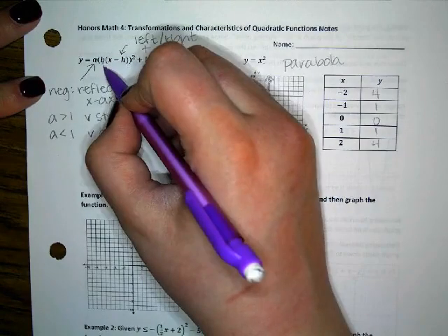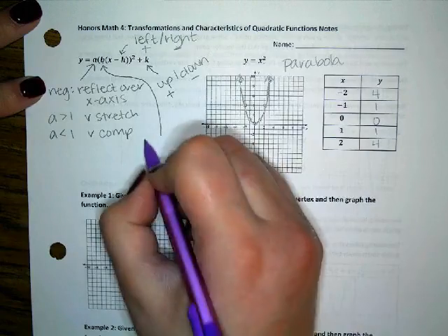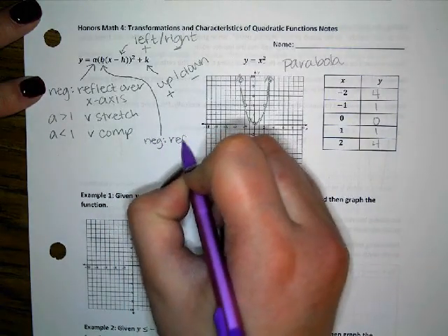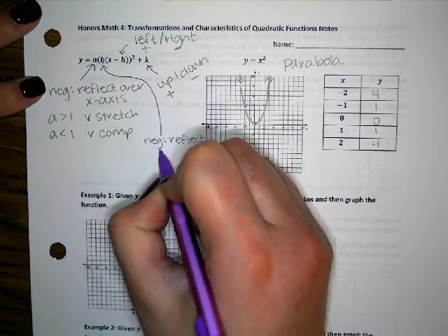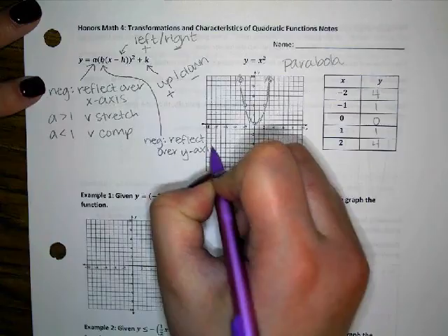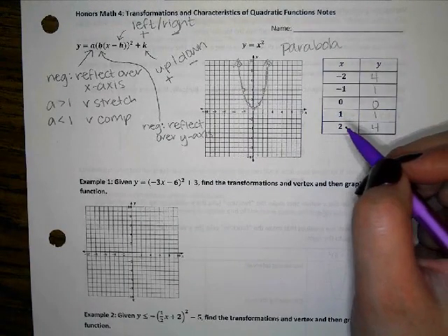And this one, if it's negative, this one is a reflection over the y-axis. It reflects the graph over the y-axis.